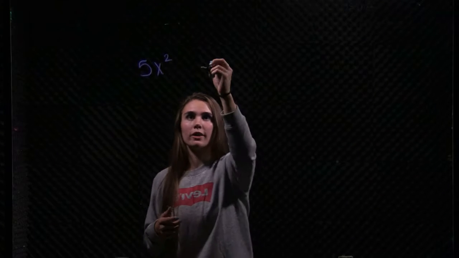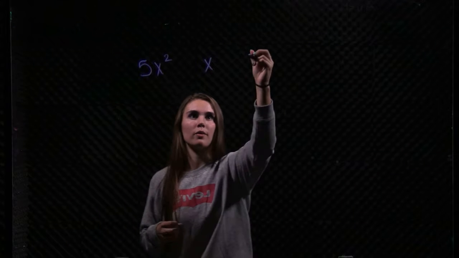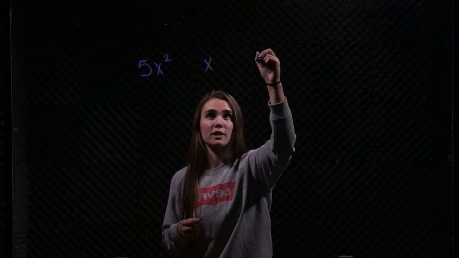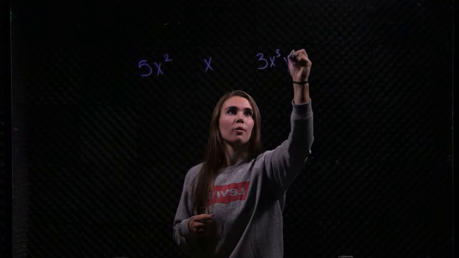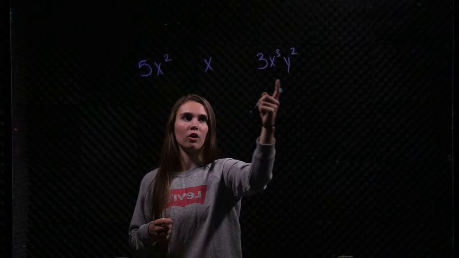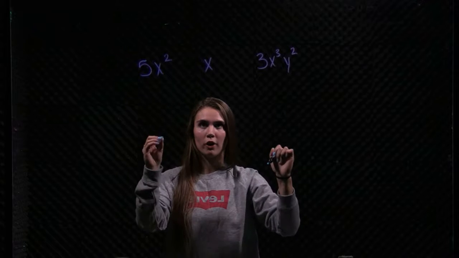So we all know that a monomial is just a term that has a number and a variable with it. So we can have 5x squared. We can also just have an x, and we can have a monomial that has multiple variables in it. So we can have a 3x cubed y squared. These are all individually called monomials.